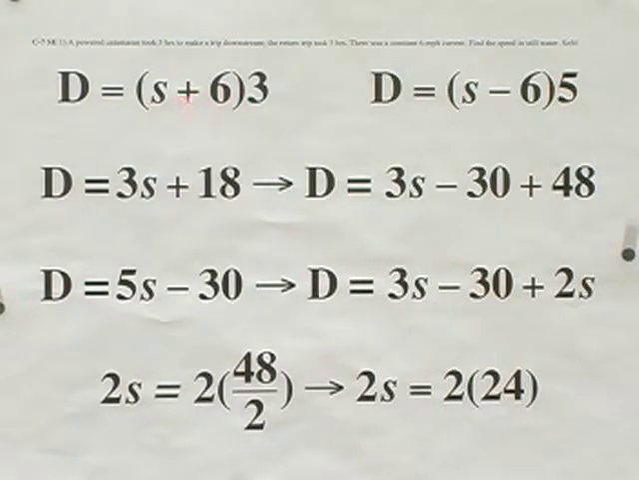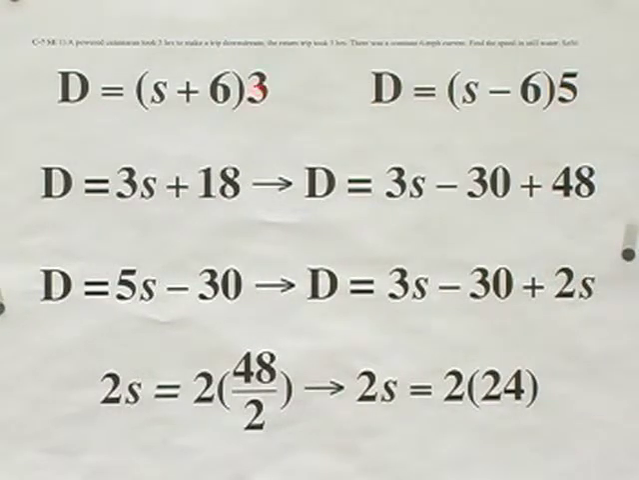Going downstream, I have this speed in still water, S plus 6 miles per hour. And it took 3 hours to make the downstream trip. So this is velocity times the time, and that'll give us the distance. A return trip, the speed in still water, minus 6 miles per hour current, bucking the current. So it's going to take us 5 hours to do the trip, same distance.